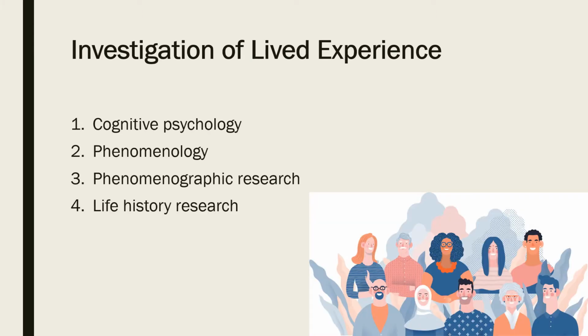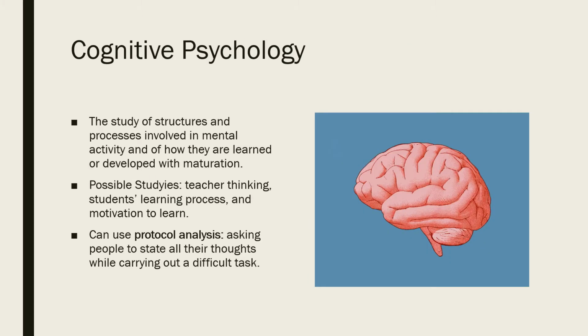So first we'll look into the investigation of lived experience, aka type 1 of qualitative research. Under investigation of lived experience, there's cognitive psychology, phenomenology, phenomenographic research, and life history research. First looking at cognitive psychology, this is the study of structures and processes involved in mental activity and how they are learned or developed with maturation.